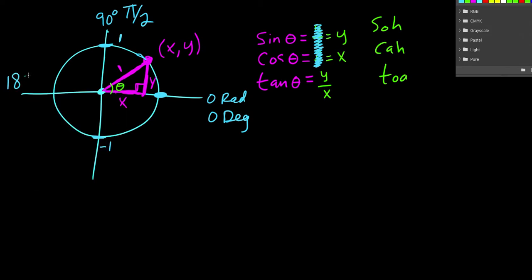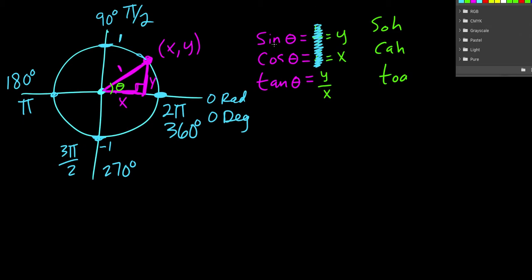Half a circle is 180. It's also pi. This is 3 pi halves, or 270 degrees. And then when we get back here, we've gone a full circle, so it's either 2 pi or 360 degrees. Okay? All right, we'll talk a little bit more about this as it comes up, but I think that's going to get us through.